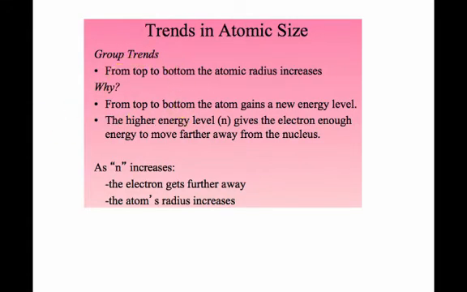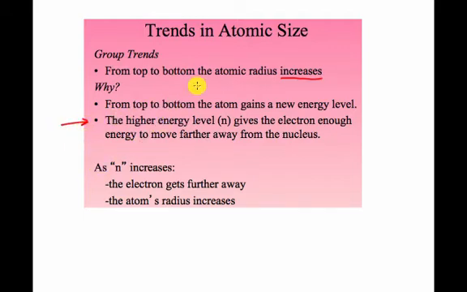So when we look at our group trend, remember, this is that trend going up and down a family, or group, on the periodic table. What we actually find is that the atomic radius increases as we go down. Which makes sense. Maybe the atom's getting bigger and bigger because more protons are added. So it seems to go with our flow there. But the reason why that happens is because we're adding new energy levels.